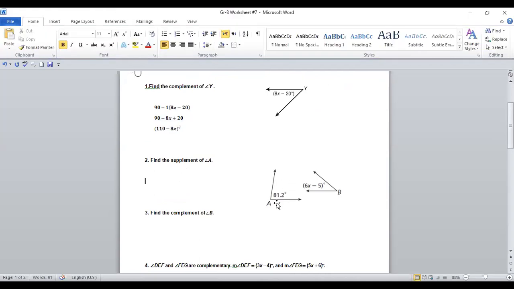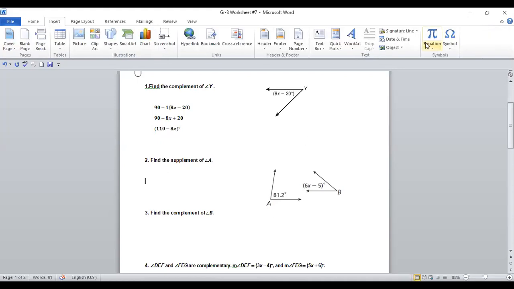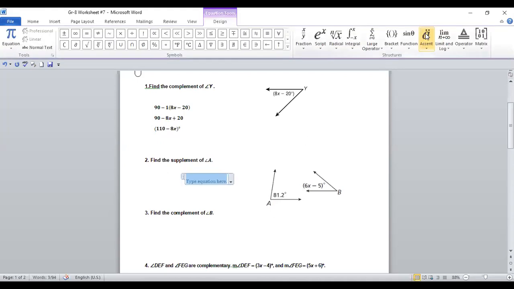Find the supplement of angle A. Now the supplement of angle A is already given in numbers. So we also saw in yesterday's video how to find supplements and complements when they're given in numbers. If you did not understand this part, please go and watch yesterday's video, then you will understand it. Okay, now how much do supplementary angles measure? They measure 180, so minus 81.2.